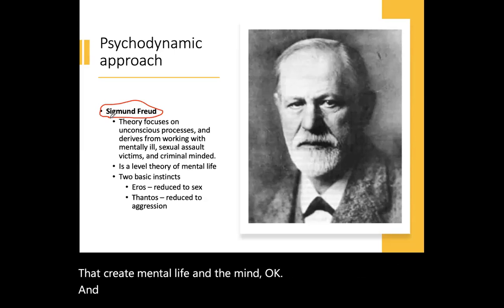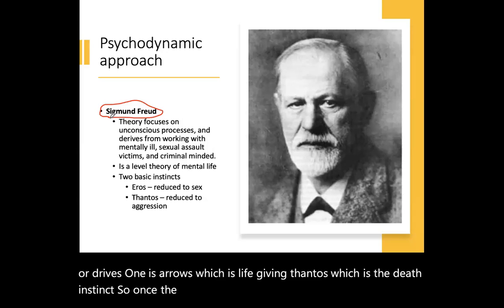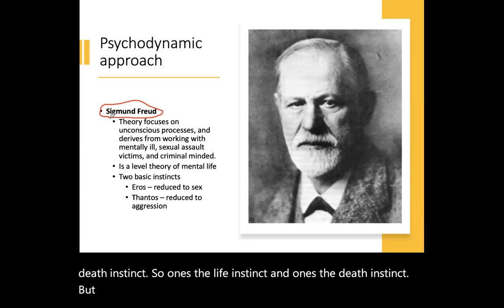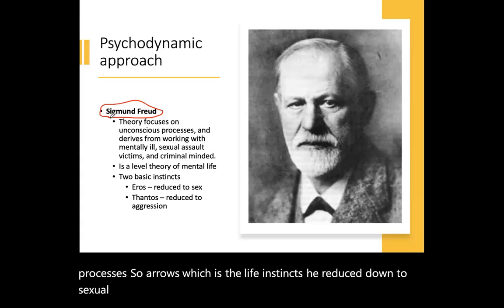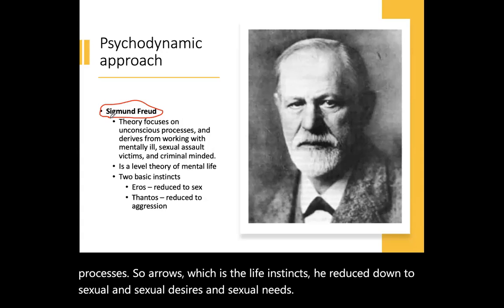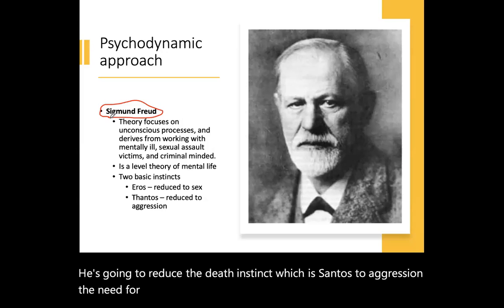And he's going to come up with two basic, what we can call instincts or drives. One is Eros, which is life-giving, and Thanatos, which is the death instinct. So one's the life instinct and one's the death instinct. But Freud needed to narrow these down to behaviors and mental processes. So Eros, the life instinct, he reduced down to sexual desires and sexual needs. He's going to reduce the death instinct, Thanatos, to aggression, the need for aggression, okay?